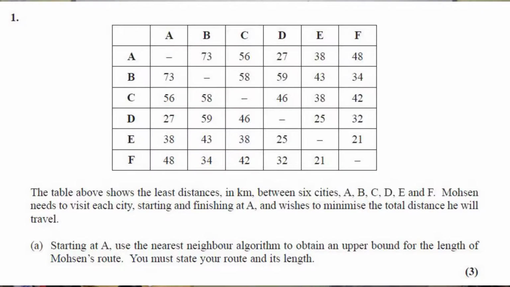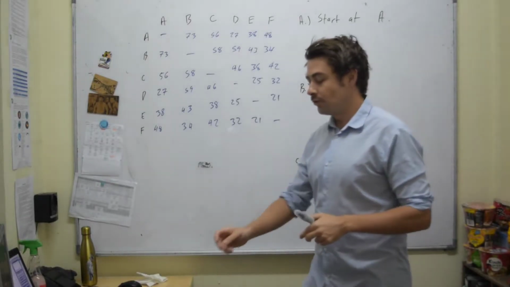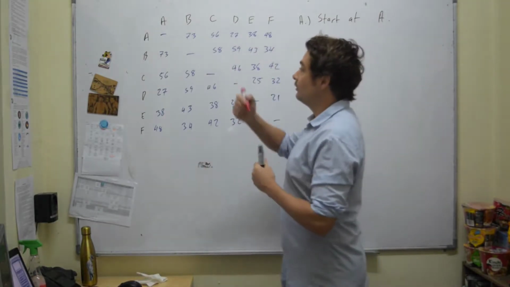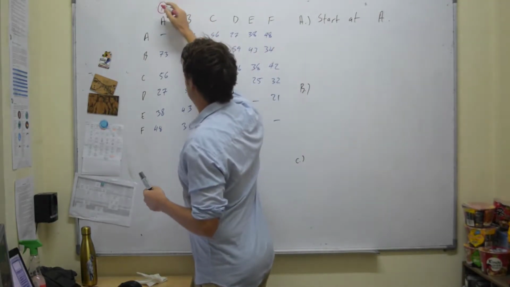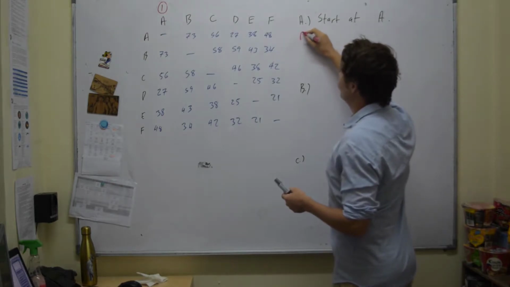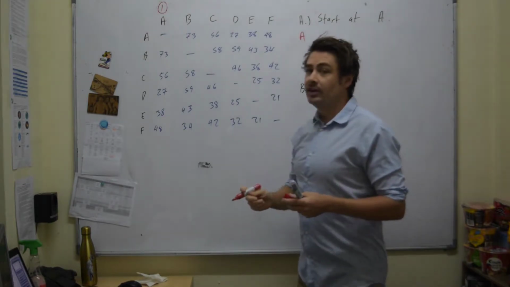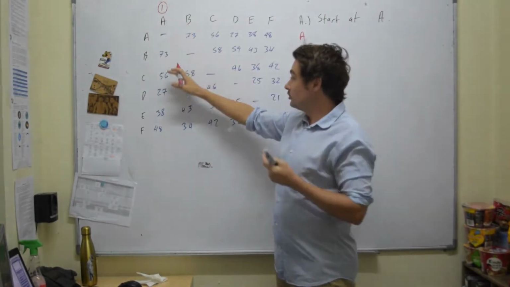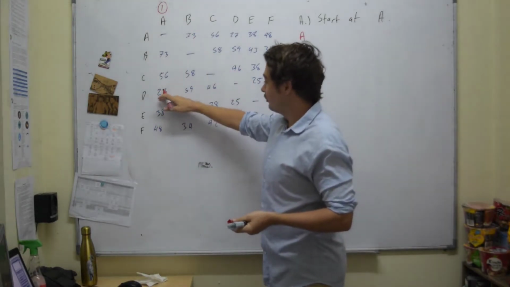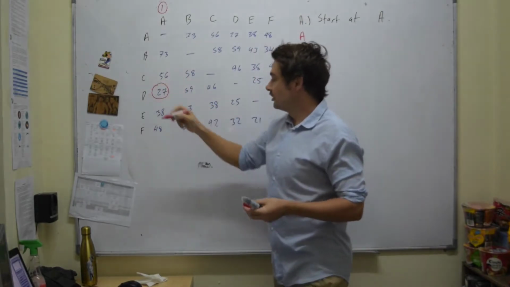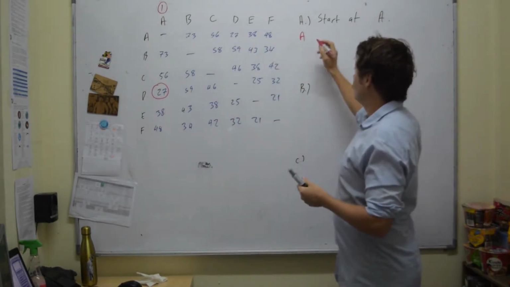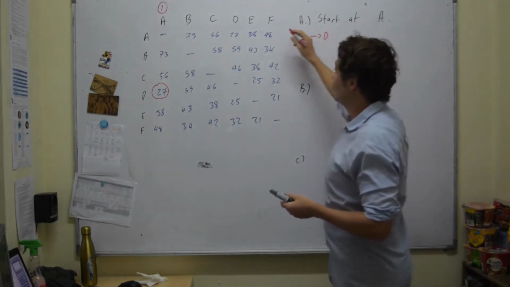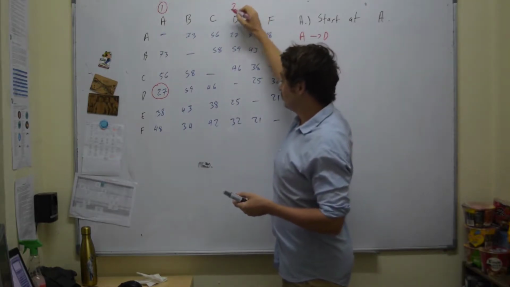So the nearest neighbour algorithm, we are going to be starting from A. So I'm going to label A as number 1. I'm going to note that A is my first point of travel. The nearest neighbour algorithm means that we look down from A, we search and we find the shortest one, A to D, 27. So my next place is D, and I'm going to label D number 2.